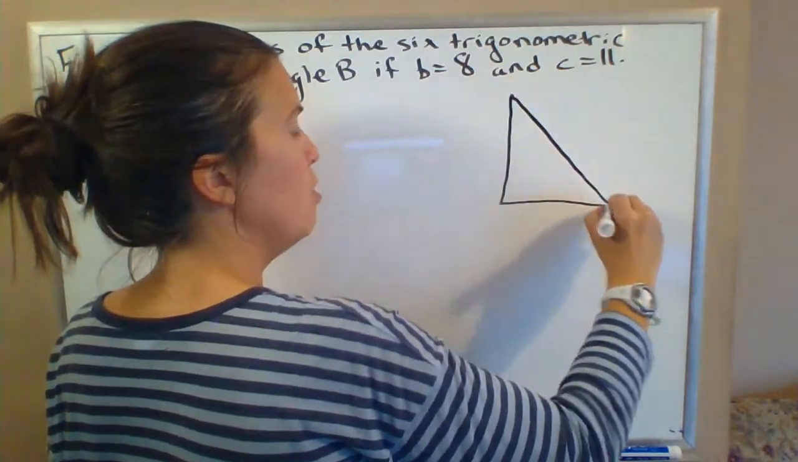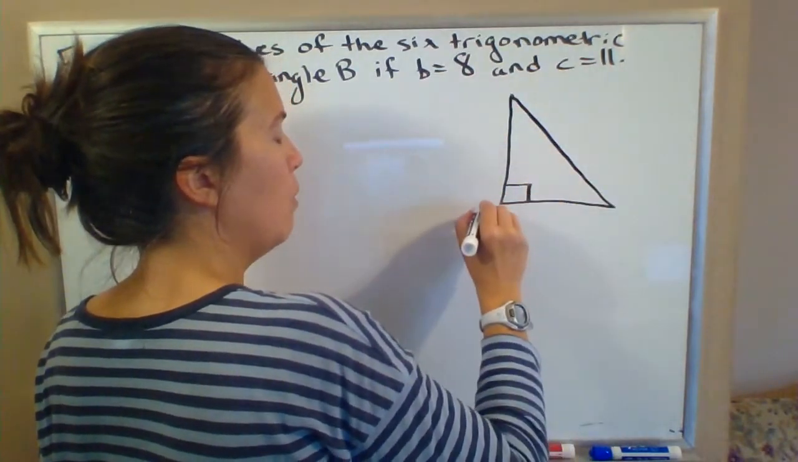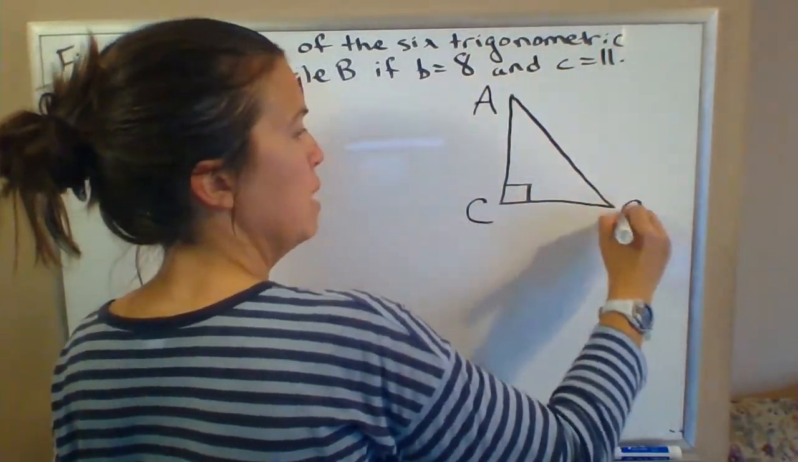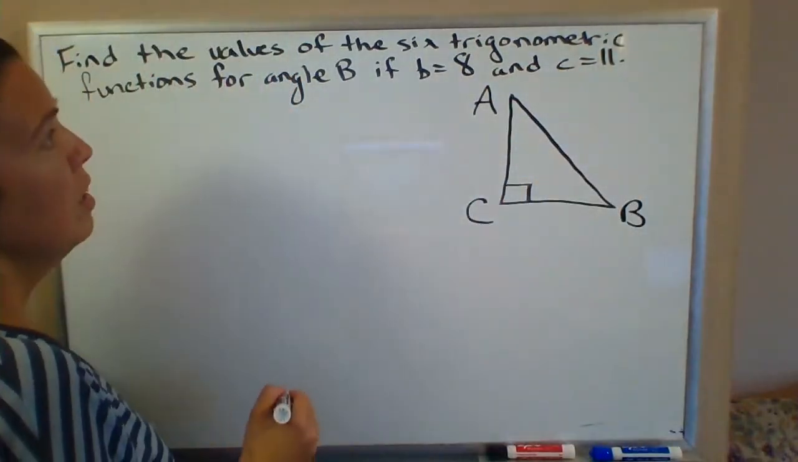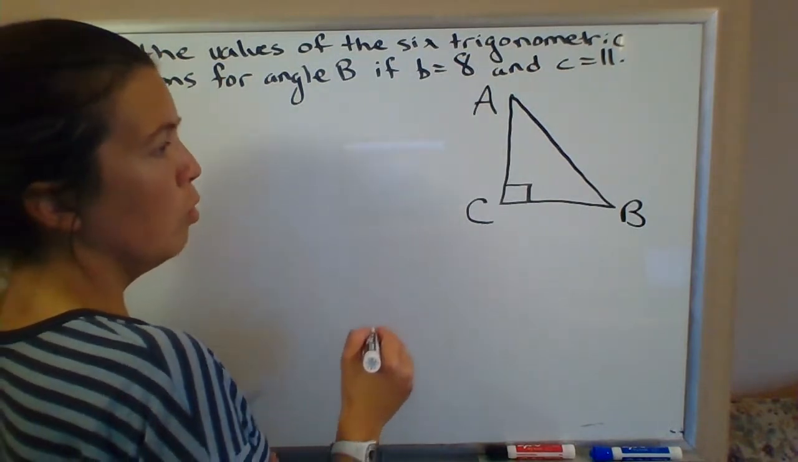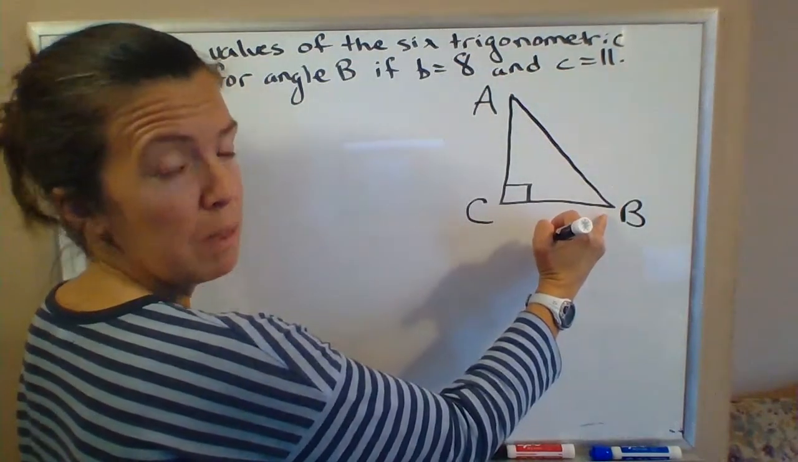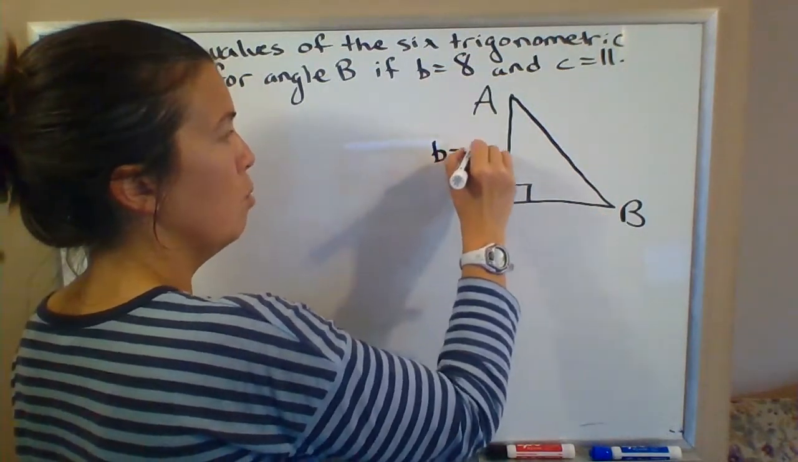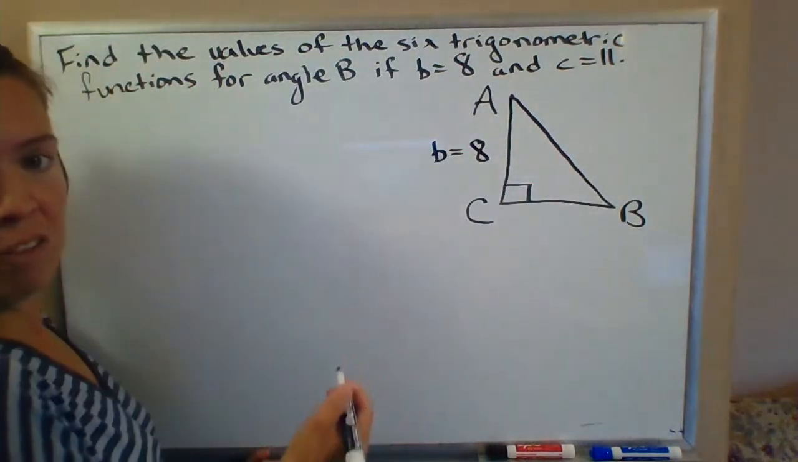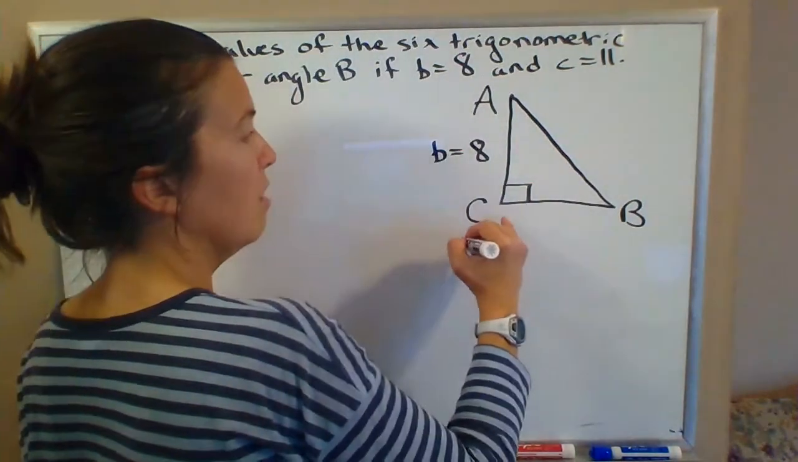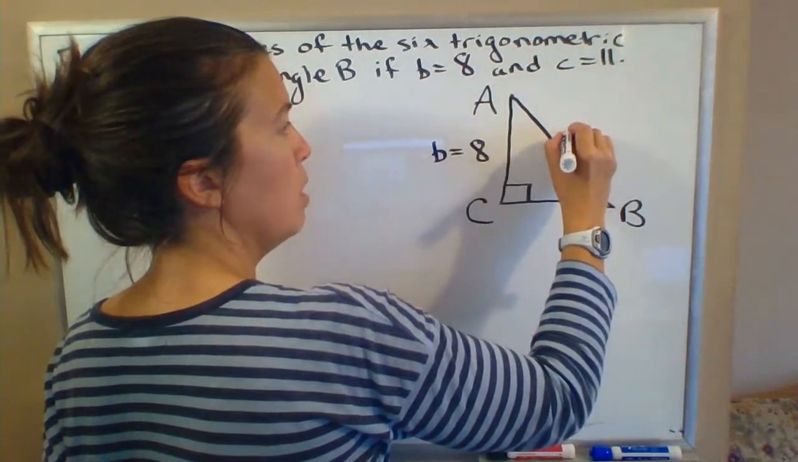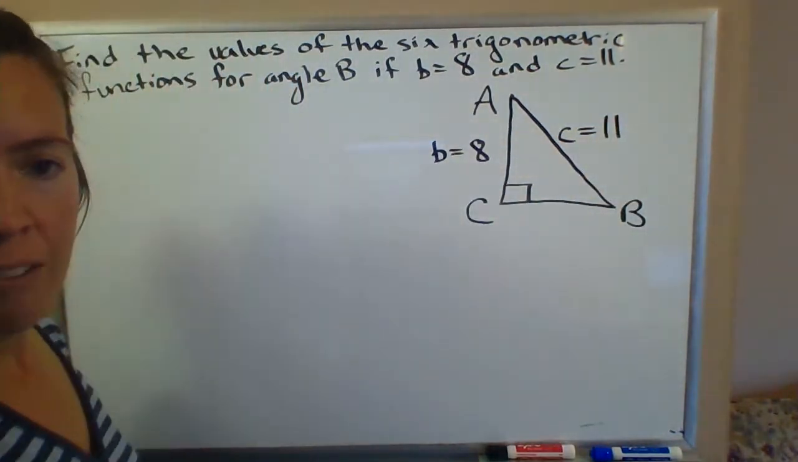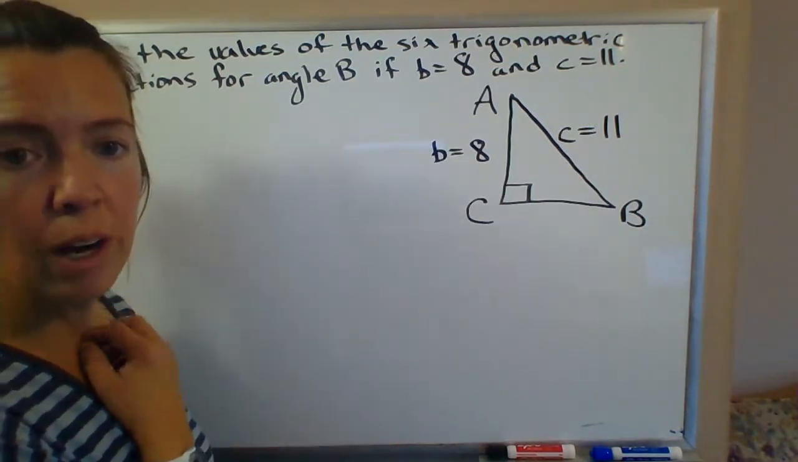This example is referring to a right triangle, and we always make the right angle angle C, and then your other two angles are A and B. It doesn't really matter which one you label which. Now, we're told that side b, so side b you should always set up opposite of angle B. So here's side b. We're told that the length of that side is 8 units. And the length of side c, which we need to make sure we set up opposite of angle C, is 11 units.